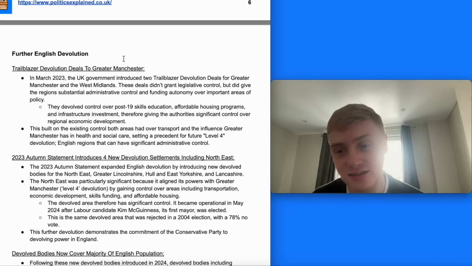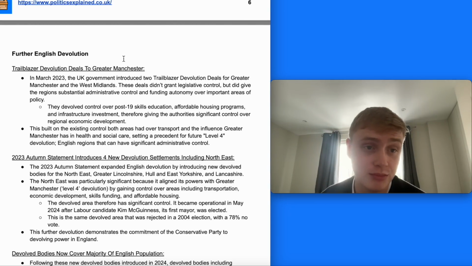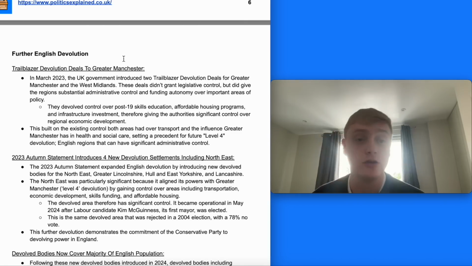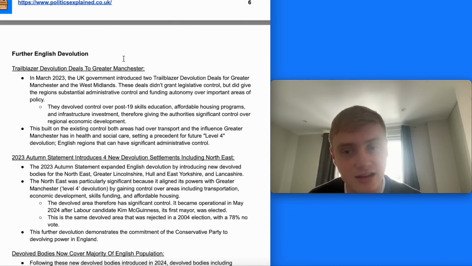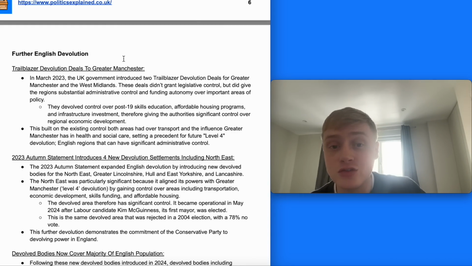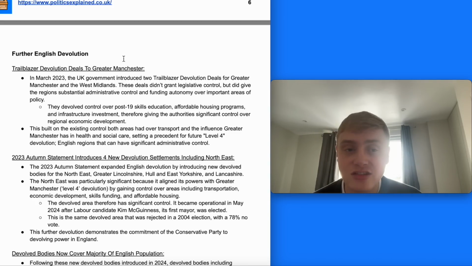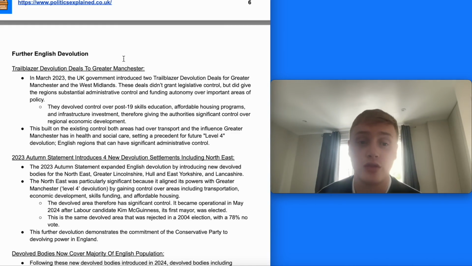Okay, so the next key examples we're going to have a look at are in relation to UK government. The first of these is the extension of devolution in England, in particular in relation to city regions, local mayors, and regional assemblies. So in March 2023, the UK government introduced two trailblazer devolution deals for Greater Manchester and the West Midlands. They didn't grant legislative control, which Wales, Scotland, and Northern Ireland have, but they did give them substantial administrative control and funding autonomy, so even greater control than they had previously.